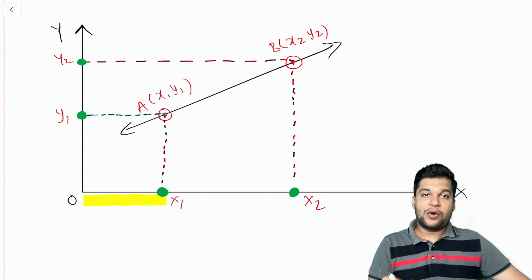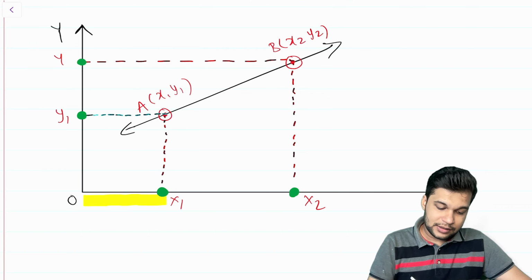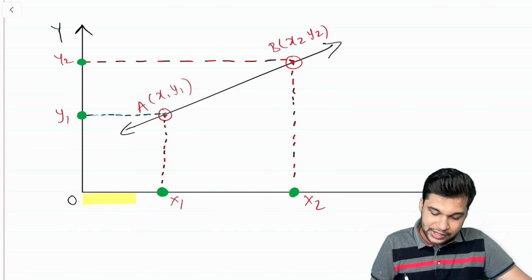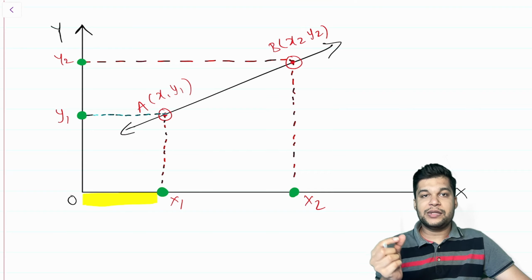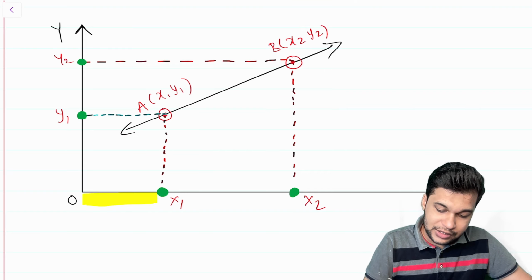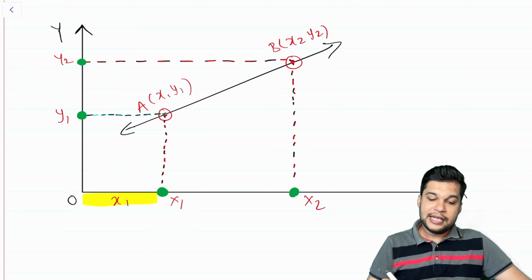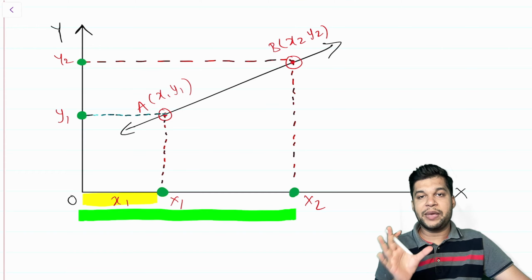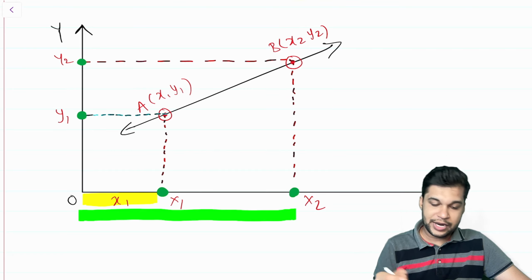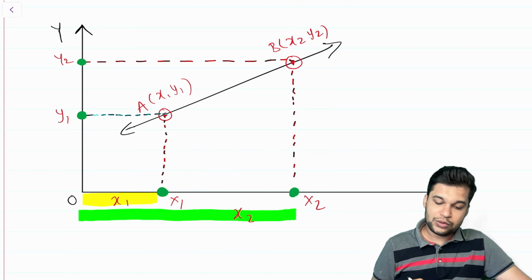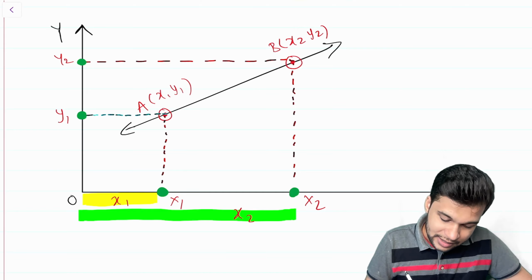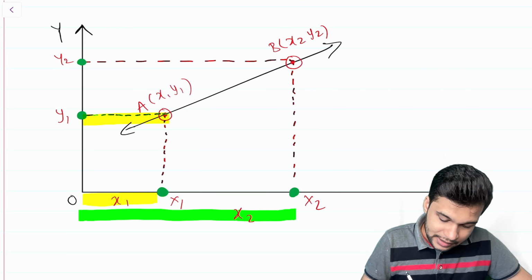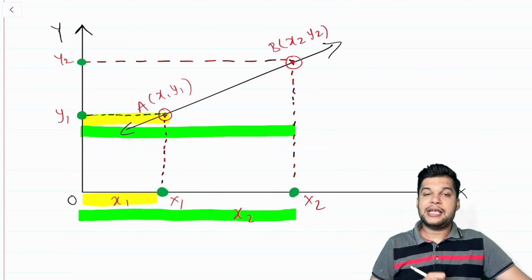So guys, can you tell me what is that yellow highlighted distance? Let me erase this for a second. Can you tell me what is this distance? If the coordinate is x1, this distance will be x1, right? Similarly, what is this whole distance? Can I say this whole big distance is x2 because the coordinate is x2, right? So basically, this yellow highlighted line measures x1. This green highlighted line measures x2.